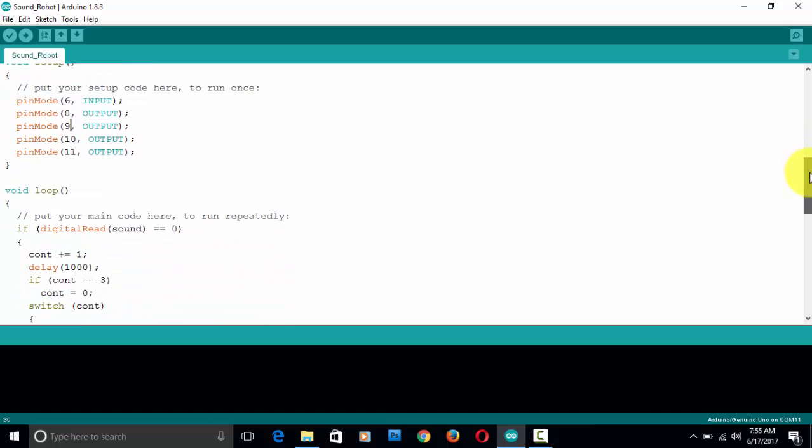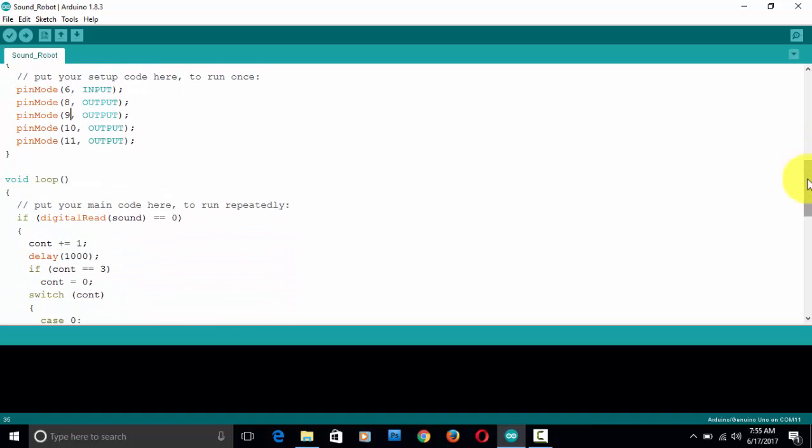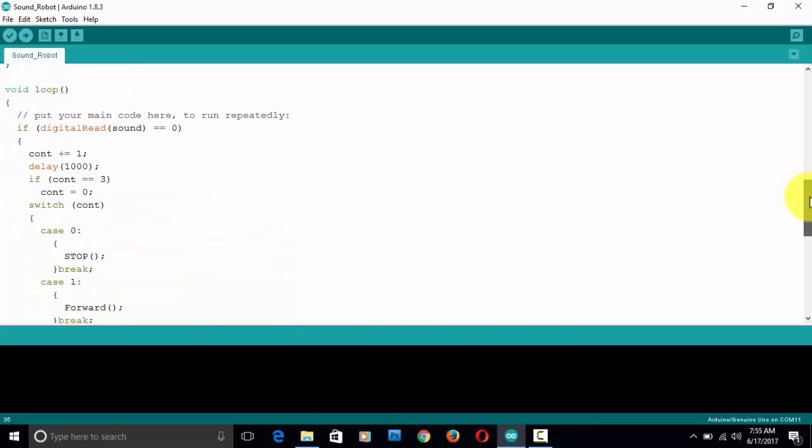Next time I will show that the diagram and the code will remain the same, so that it will be helpful for you. So next we will be seeing the void loop.